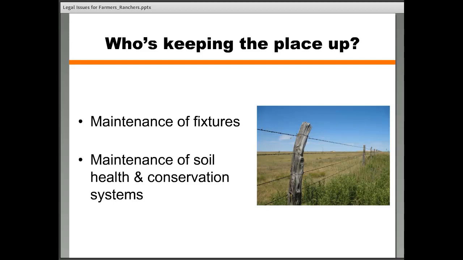Let's talk about it from an Oklahoma perspective. In Oklahoma, our herd law says that the owner of livestock is responsible for keeping the livestock contained. So Oklahoma is a fence-in state. That means that the obligation to maintain fencing is on the livestock owner, and that might be different from the landowner.